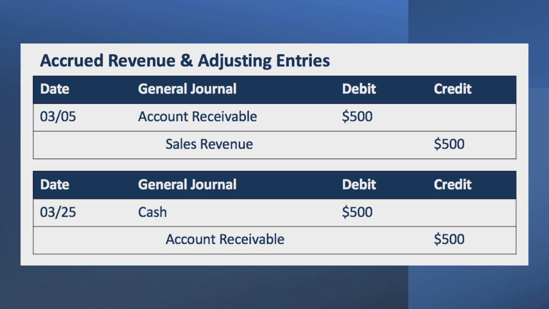Accrued revenue occurs when a service or product is provided but payment has not yet been received. For example, if an organization earns $500 in sales revenue, the adjusting entry would be debit accounts receivable $500 and credit sales revenue $500. Once the cash is received, another entry is made: debit cash $500 and credit accounts receivable $500, reflecting the collection of the amount owed and clearing the receivable from the books.